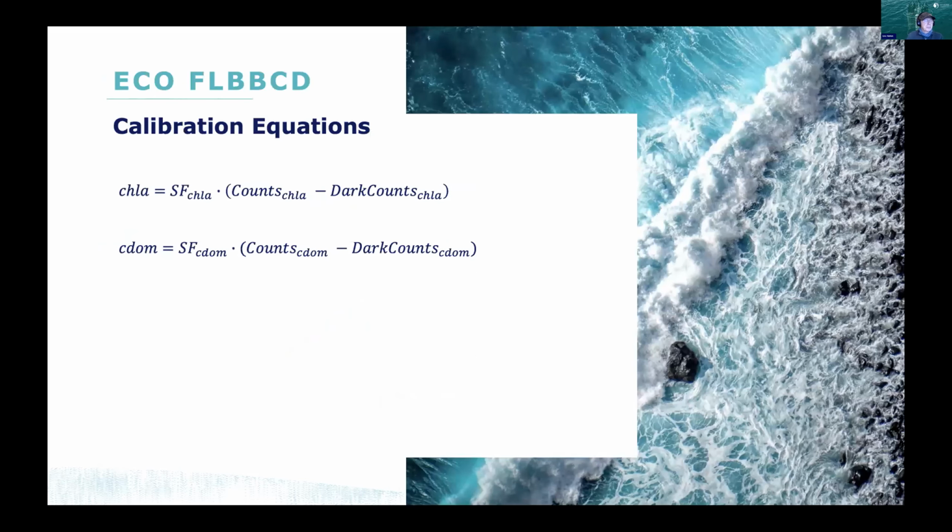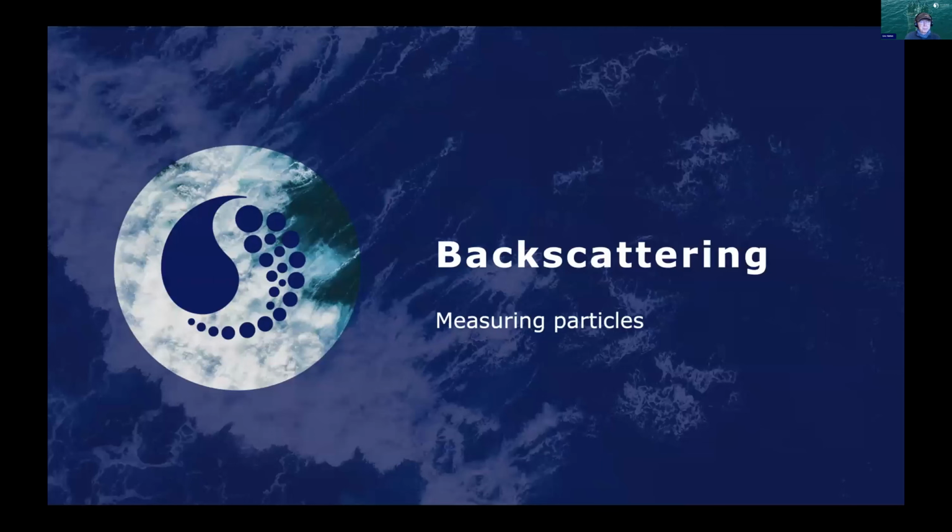In any case, to convert from the actual instrument counts to the actual measurement, in both cases of fluorescence, we take our digital counts, remove what's called the dark counts, which is just the background, essentially the noise that's in the sensor, which is constant. Remove that, multiply it by a scale factor, and that's how we're going to get the engineering measurement.